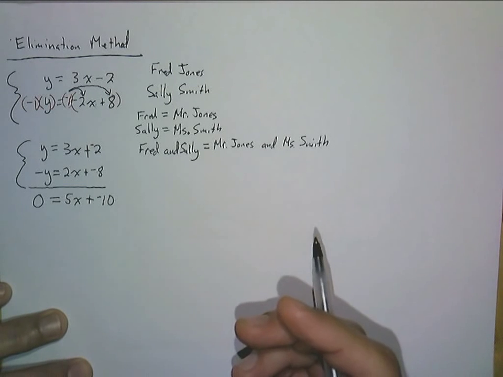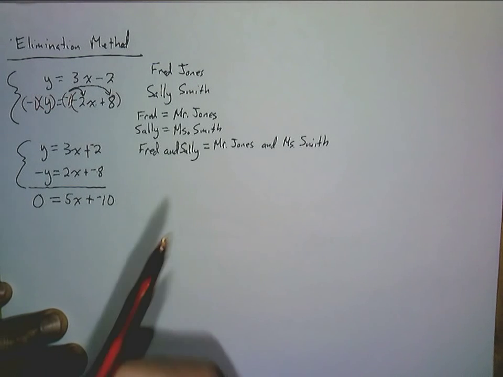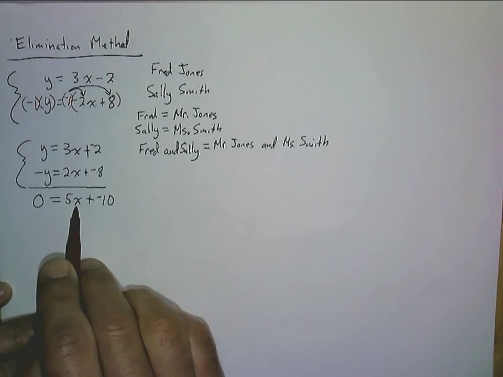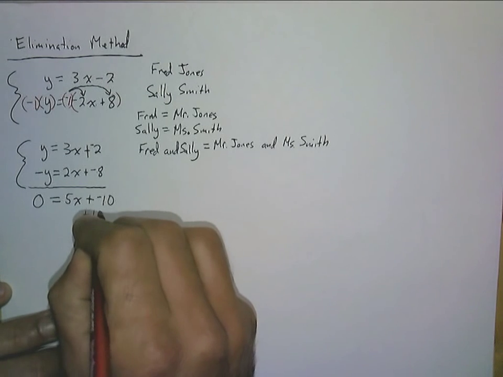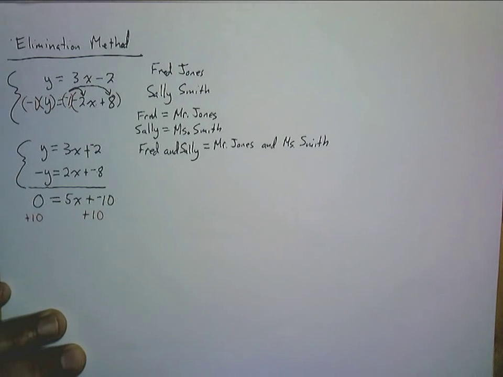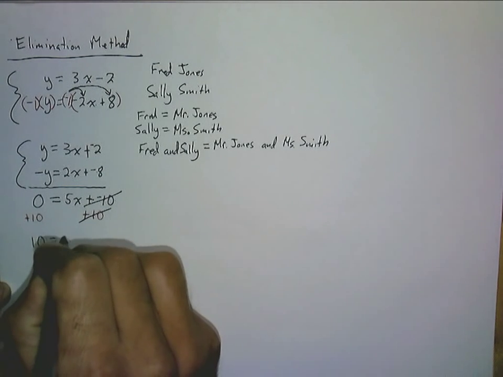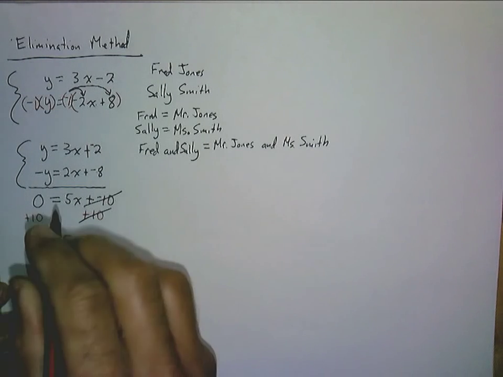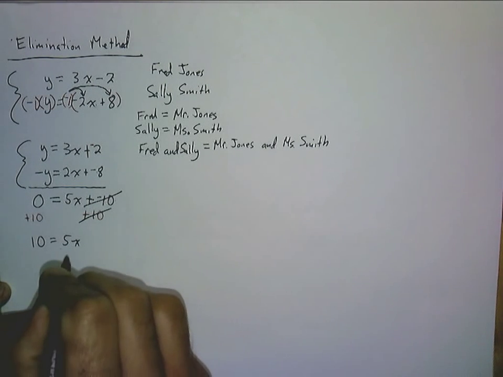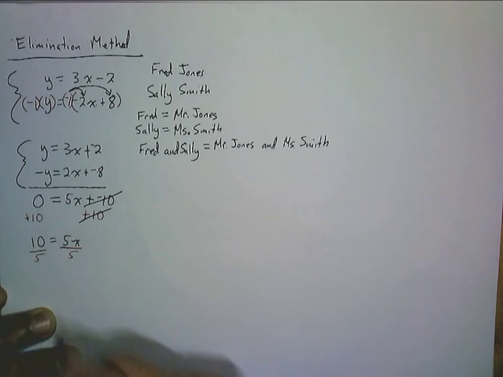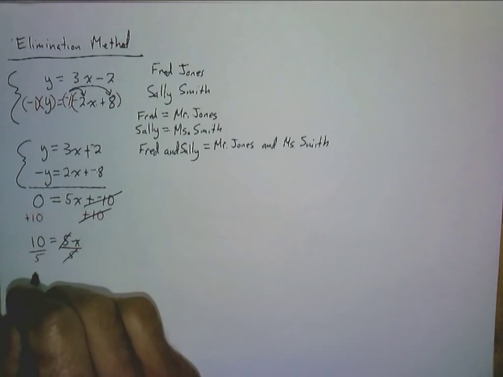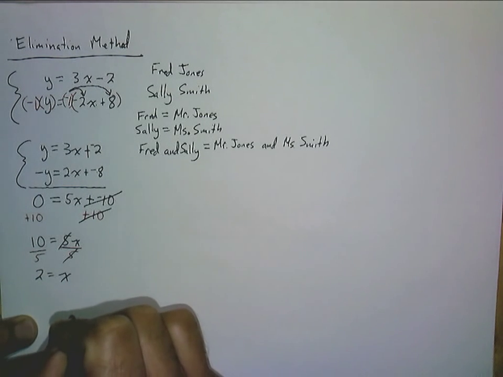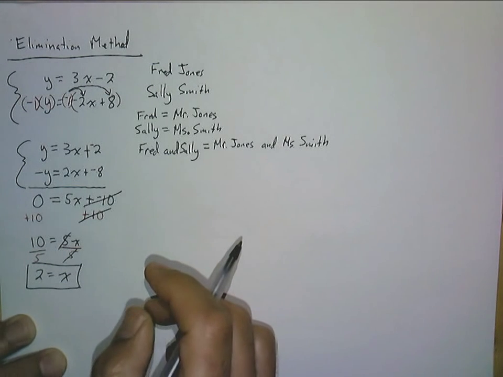But now, again, all we've got to do is solve for x in our single equation with just the unknown x. Of course, we're going to undo this adding negative 10 by adding 10 to both sides. And now we have 10 is equal to 5x. Of course, we undo this multiplying by 5 by dividing both sides by 5. Then we simplify, and of course 10 divided by 5 is 2, and that equals x. Half of our solution.